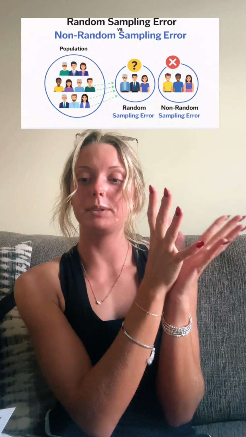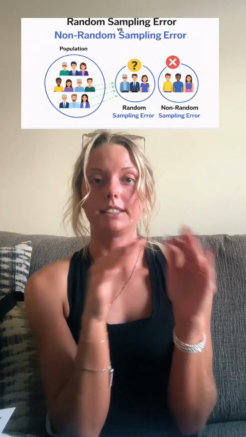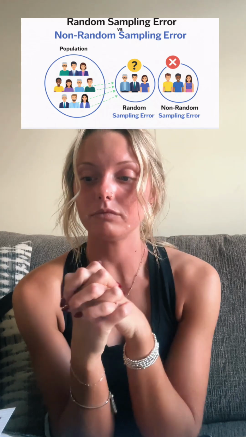And then I'm going to show what happens here when groups are overrepresented or missing, and why that affects the sample from the population.